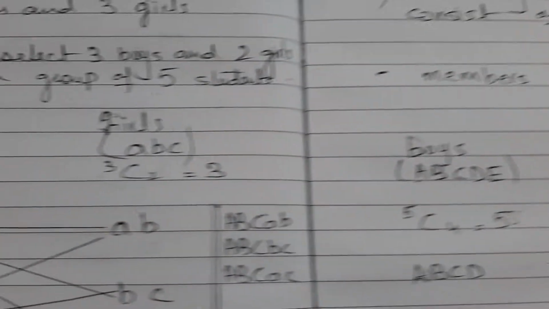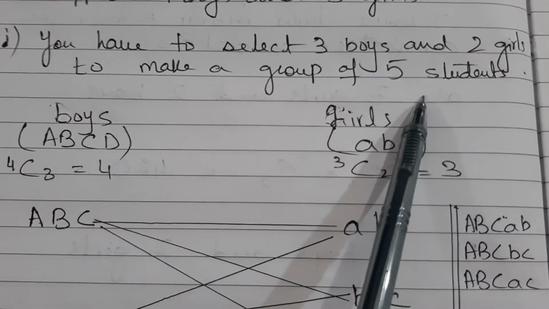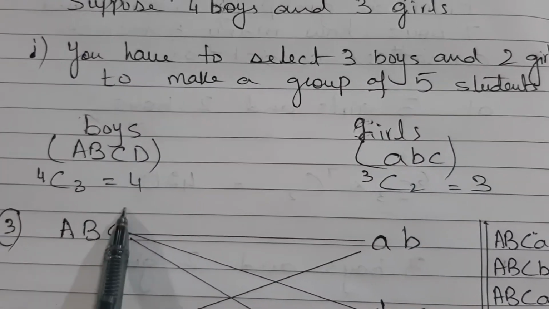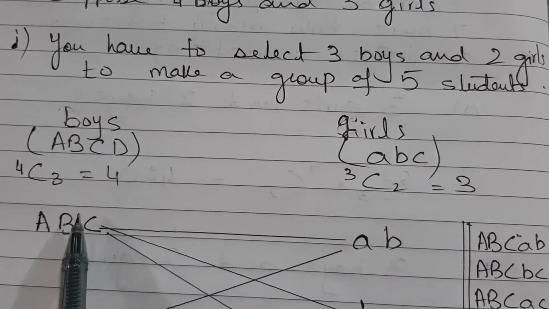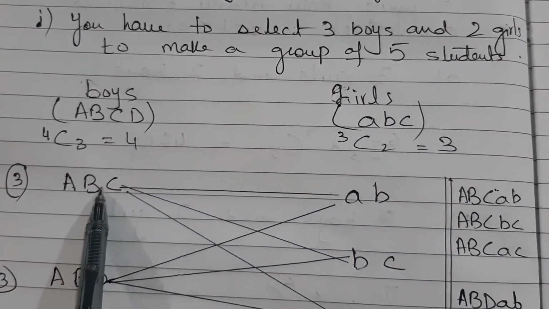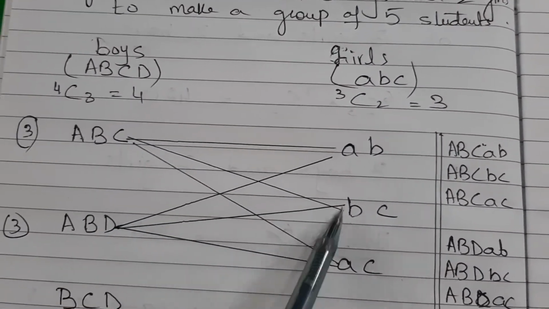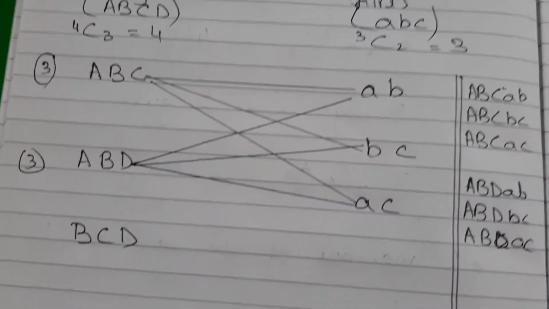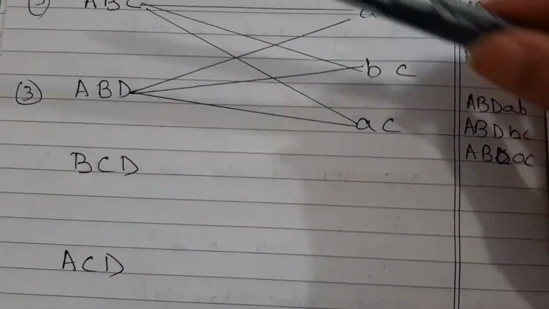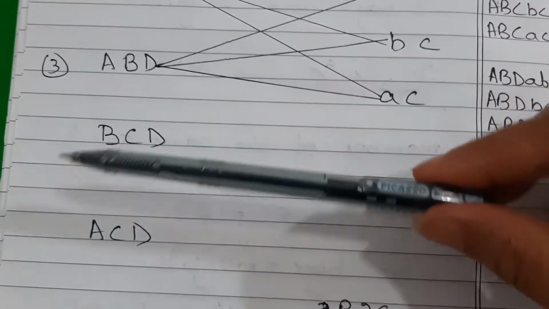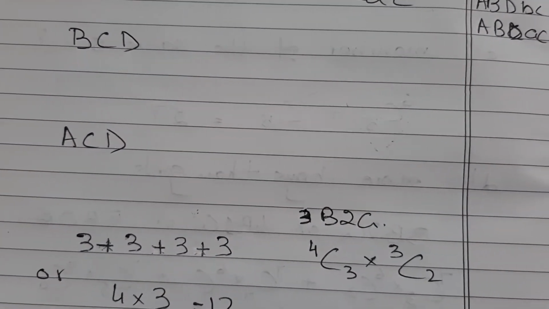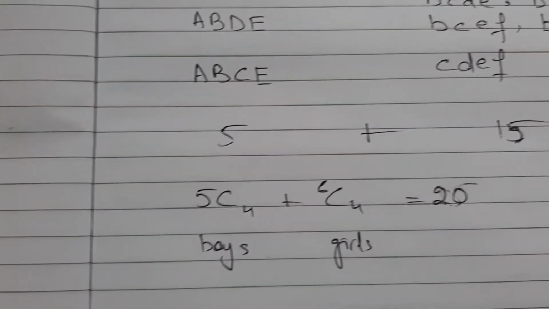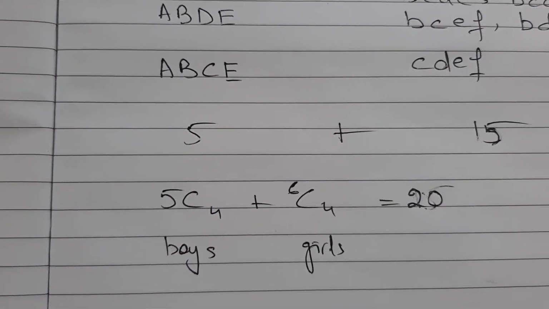Whereas in this case, I was selecting a group of 5 students which has 3 of this and 2 of this. So there were 3 possibilities with this group of boys, 3 possibilities with this group of boys. So that's why I was multiplying here, because it was 3 plus 3 plus 3 plus 3. So rather than writing it like this, I was writing 4 times 3. So now you understand in which case we multiply and in which case we add.